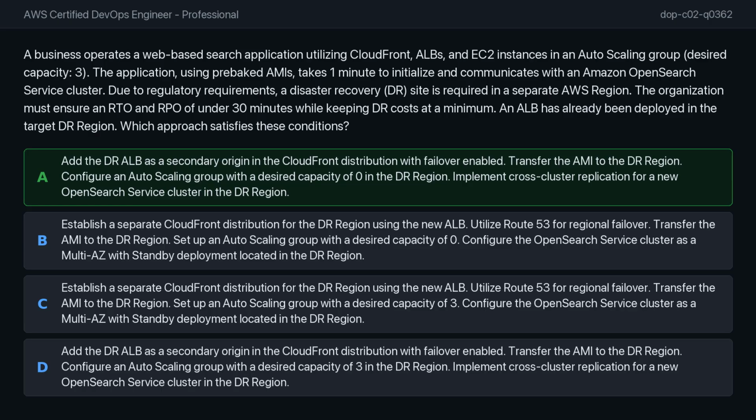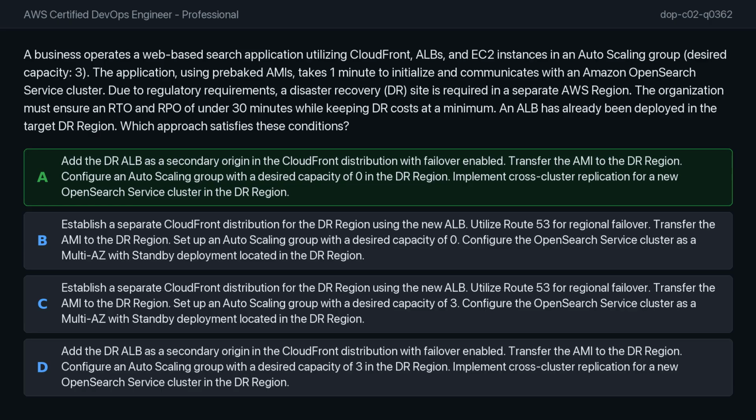With a 1-minute application startup time, this approach easily meets the 30-minute RTO requirement. Furthermore, Amazon OpenSearch Service cross-cluster replication is the standard AWS solution for synchronizing data across regions to ensure a low RPO. Regarding the other options, option D is incorrect because it specifies a desired capacity of 3, which fails the requirement to minimize ongoing costs.